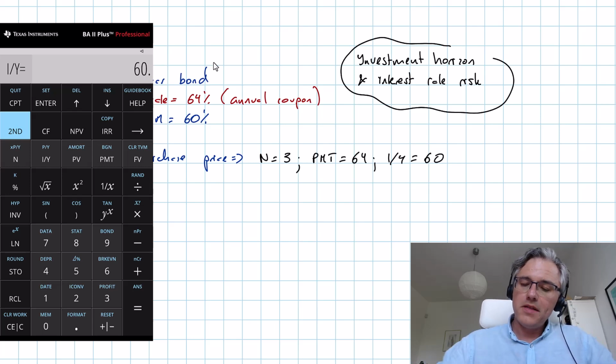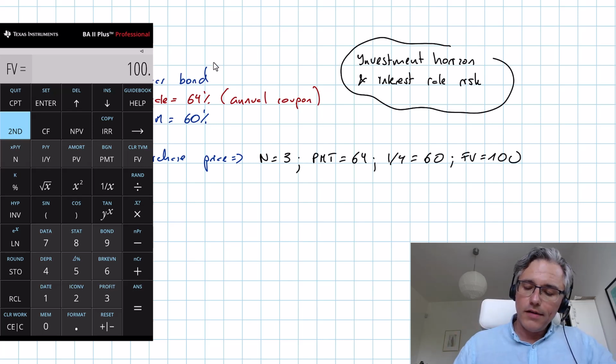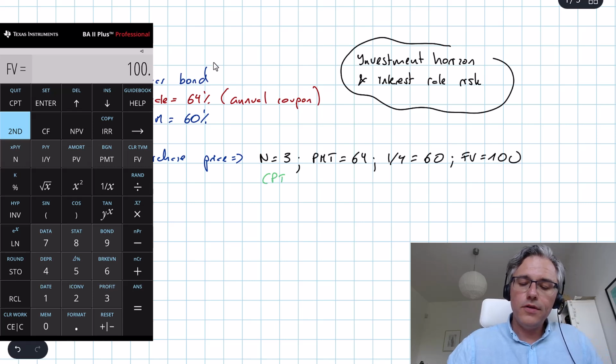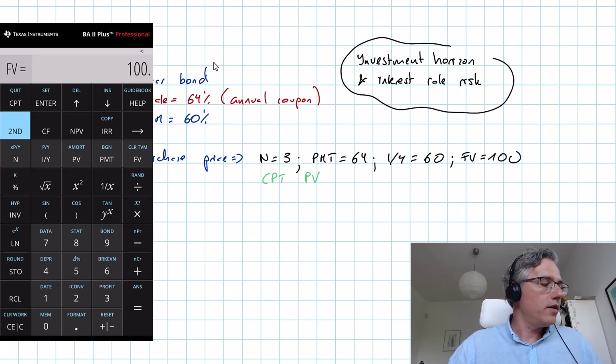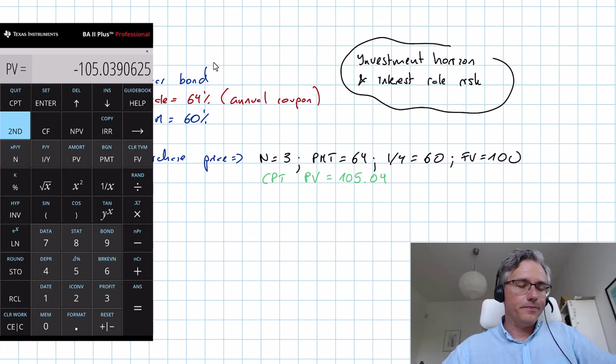Of course, I'm missing one more thing. FV is going to be 100, so 100 for FV. And now get the calculator to compute the PV, the price, CPT PV. Okay, out pops 105.04. Good, that's going to be our starting point.